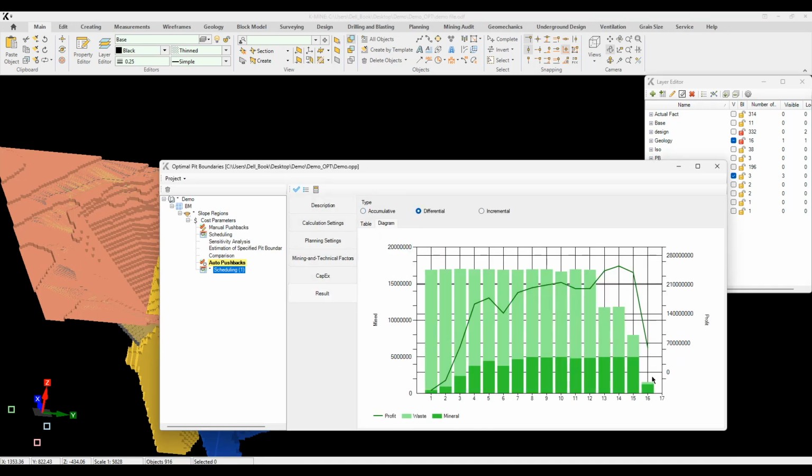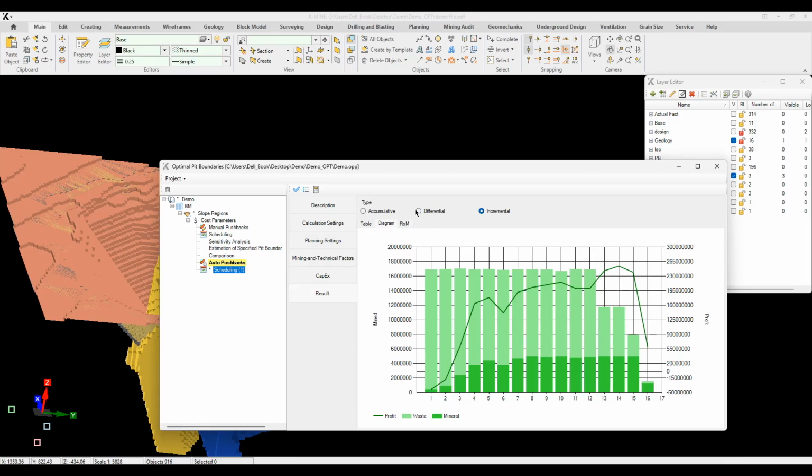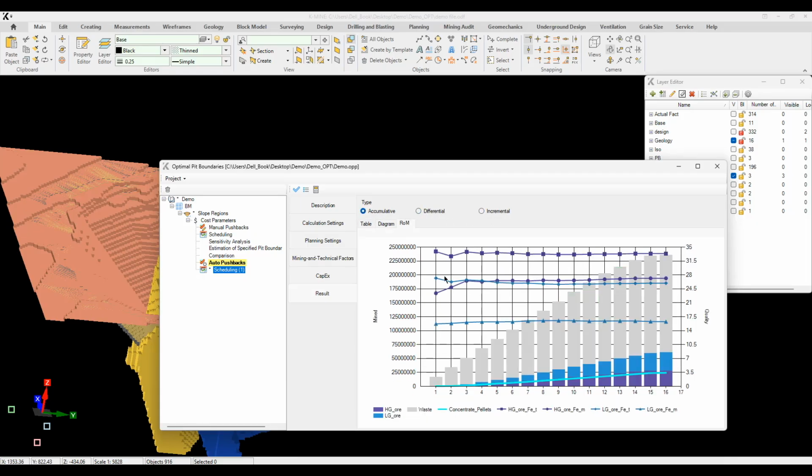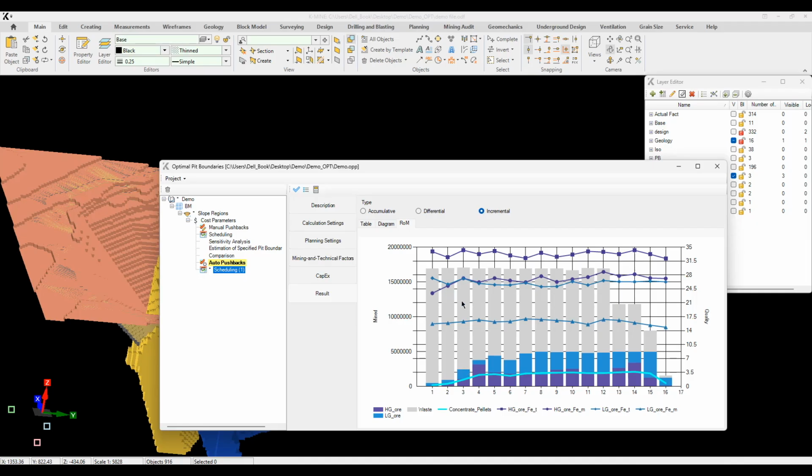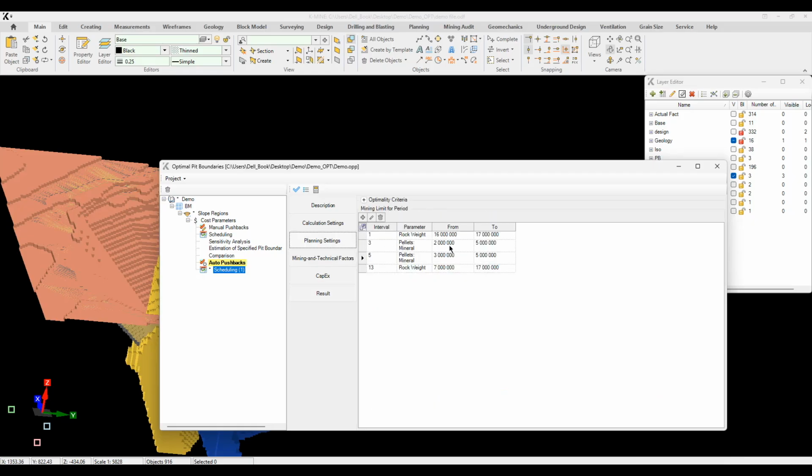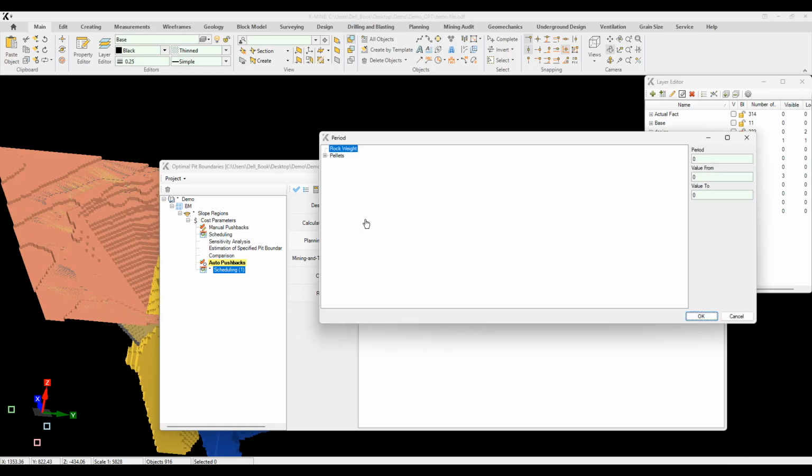Different charts and operating modes allow us to view the results from various perspectives: ore quantity and quality, stripping volumes, financial indicators, profitability, and more. If in some period the targets are not met, you can simply add another parameter to the search and recalculate the plan. After the calculations are complete, it's important to view the results in 3D.